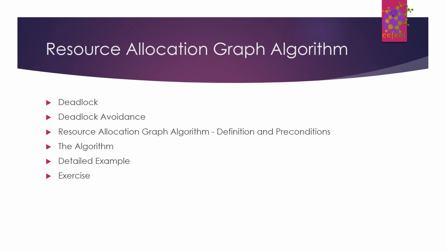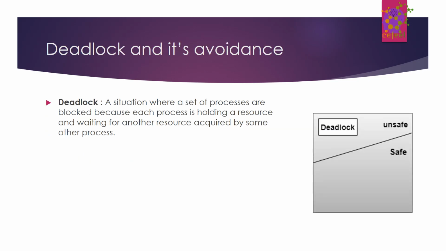So cool, let's get started. First, a little bit about deadlock. Deadlock is a situation wherein there are a set of processes and a set of resources, and the processes are blocked because they are holding certain resources and waiting for some additional resources to be allocated, and those additional resources are held by some other process. In summary, none of the processes are able to proceed, they are stuck waiting for the resources to become available. This situation is called a deadlock.